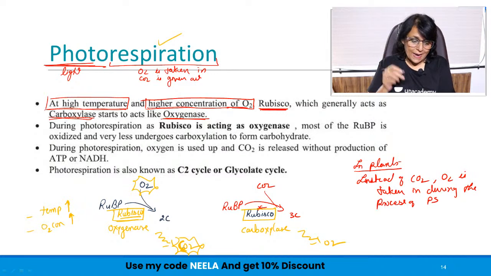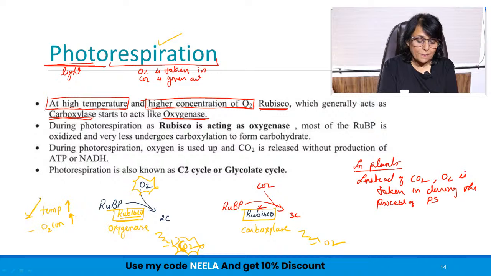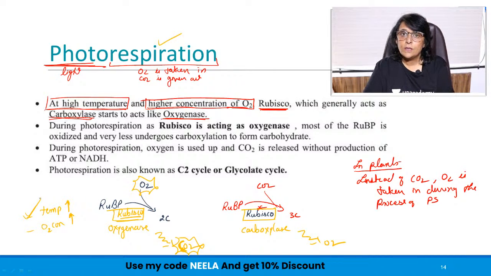So if a plant grows in an area where the temperature is always high, does it mean that this plant will only undergo photorespiration and photosynthesis cannot take place? Because they have to survive in those conditions, they have to show some kind of adaptations.